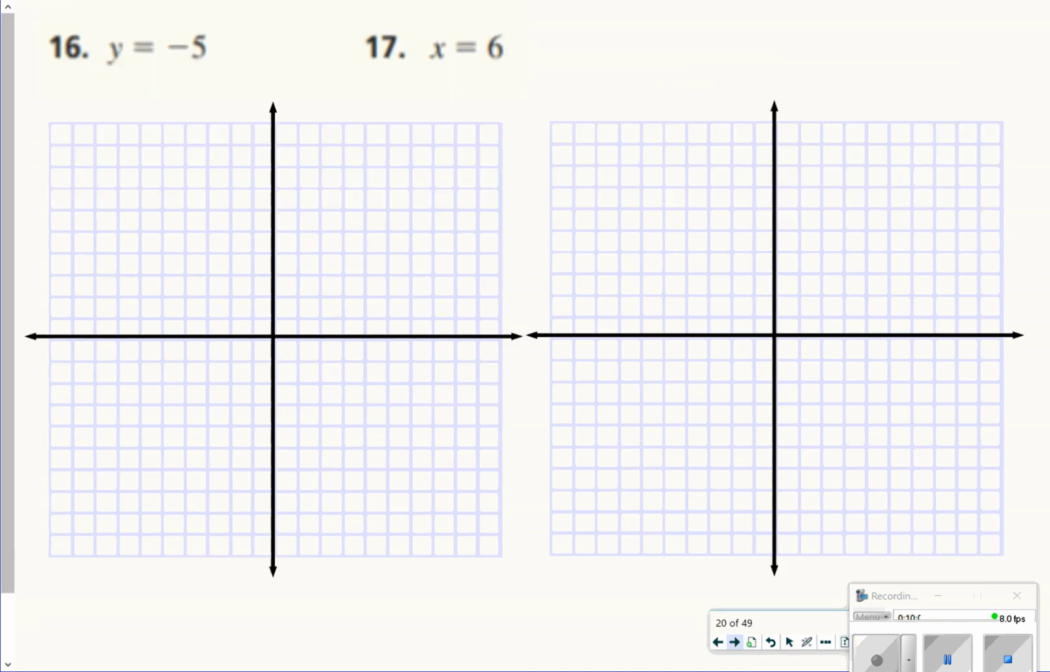16 and 17, those are really easy because you're just plotting the -5 on the y-axis and the +6 on the x. So 16 would look like this. 1, 2, 3, 4, 5. Remember, you want to draw a horizontal line to show where that point is. And then 17, you're just finding a +6: 4, 5, 6. And again, that one will show a vertical line of where the x point is.